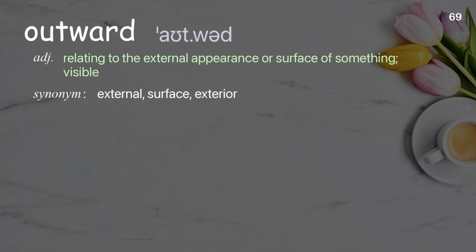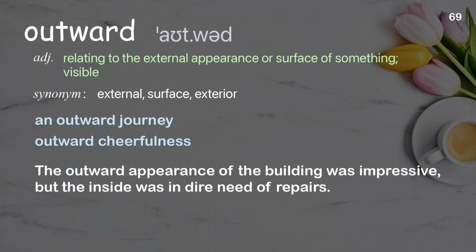Outward. Relating to the external appearance or surface of something, visible. Examples. An outward journey. Outward cheerfulness. The outward appearance of the building was impressive, but the inside was in dire need of repairs.